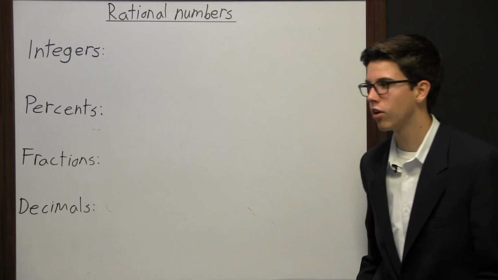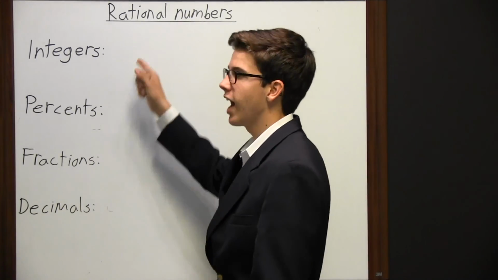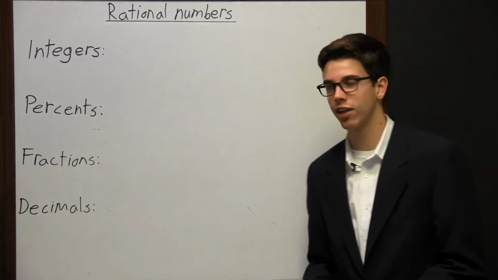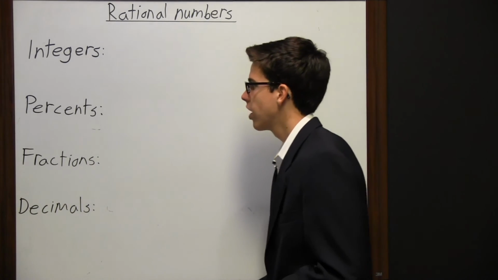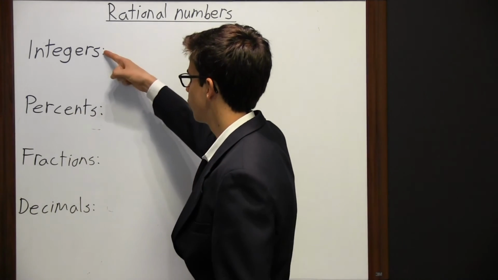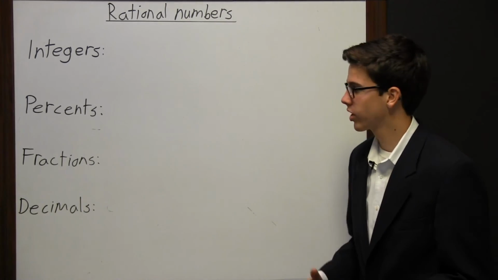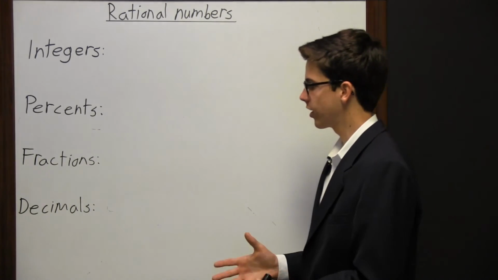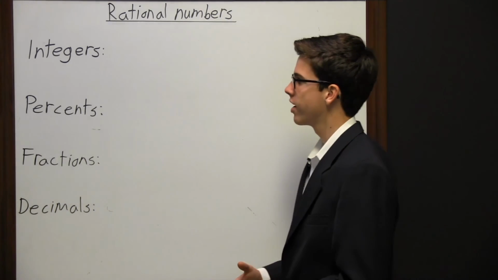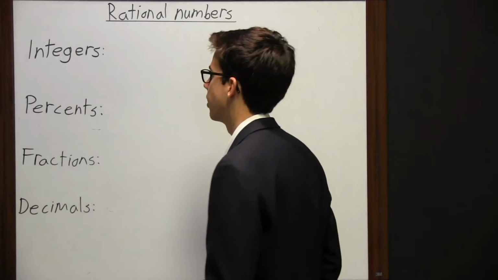In math, we have rational numbers and we have irrational numbers. So we're going to be taking a look at rational numbers, which have 4 different categories, and those are integers, percents, fractions, and decimals. So we're going to define each of these. Even if you're already somewhat familiar with them, we're going to go ahead and define them and give some examples. So starting out with integers.